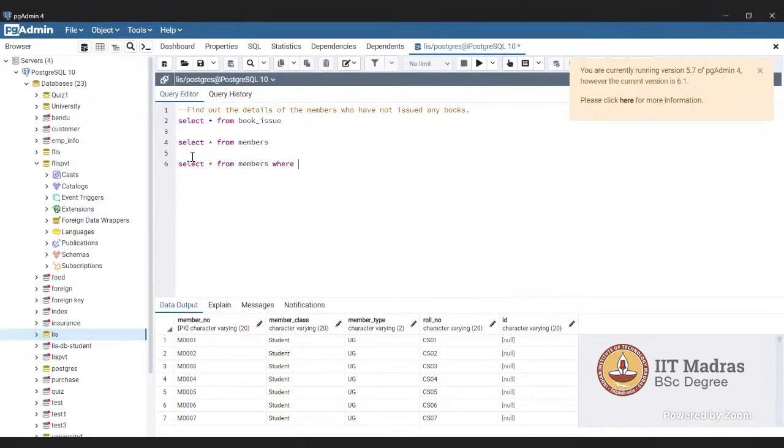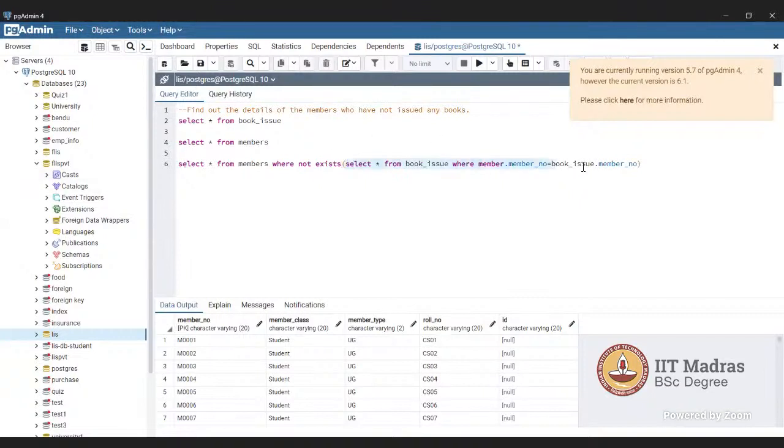where not exists, select star from book issue, where member dot member number equal to book issue dot member number.